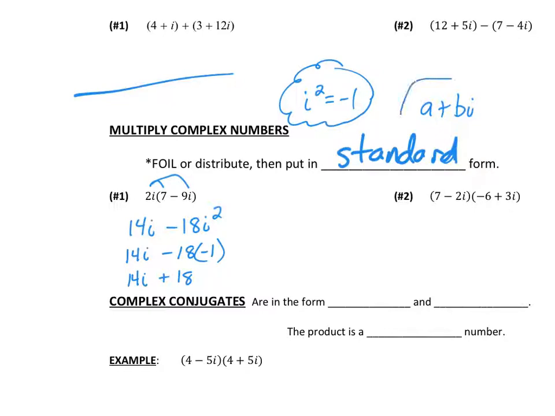And then we got to put this thing in standard form. So standard form would be 18 comes first, positive 14i comes second. So that will be our answer when you multiply them. The biggest thing here is i squareds become -1 and then put it in standard form.